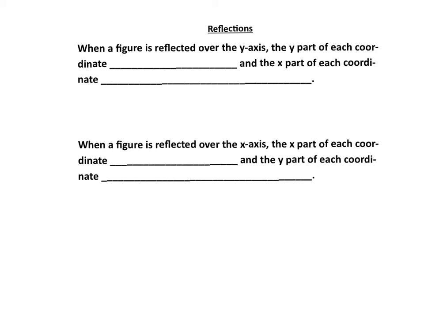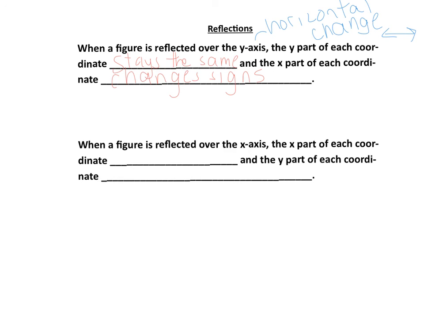The rule for reflections is when a figure is reflected over the y-axis, the y part of each coordinate stays the same, and the x part of each coordinate changes signs. The reason for this is because this is a horizontal change. Whereas when you reflect over the x-axis, that's going to be a vertical change. So the x part of each coordinate stays the same, and the y part of each coordinate changes signs.